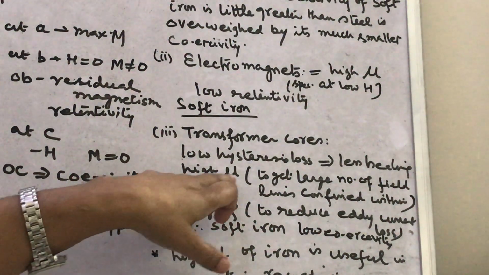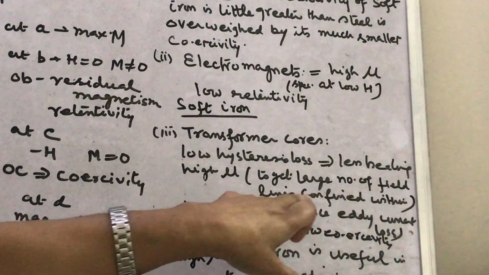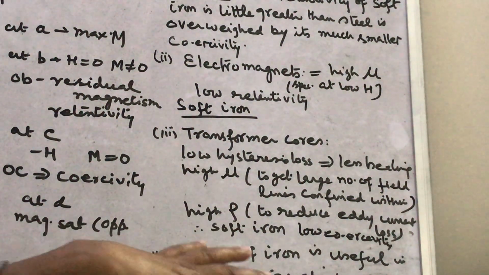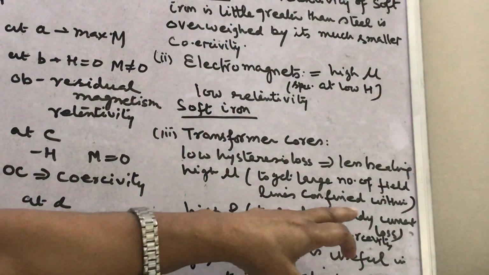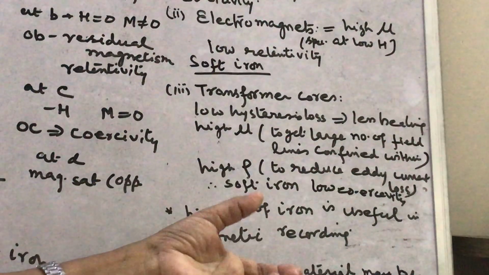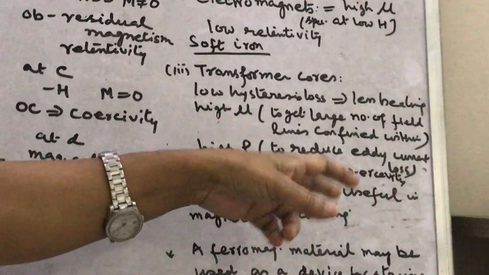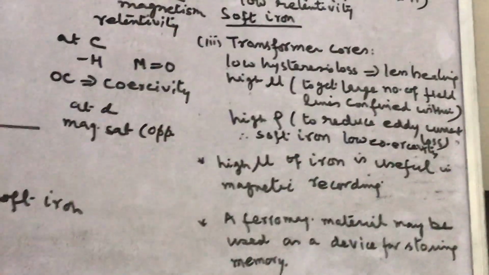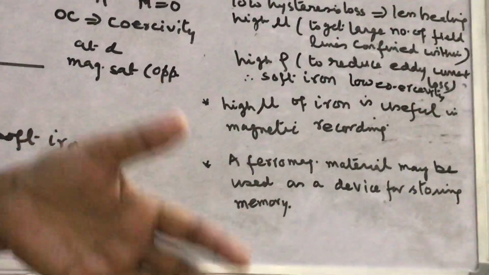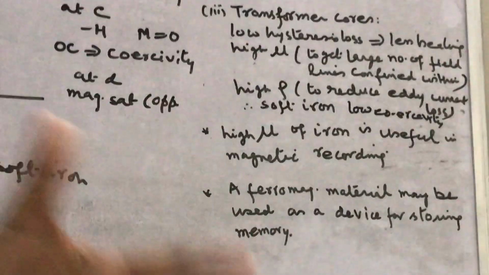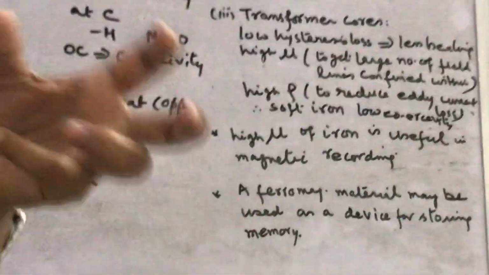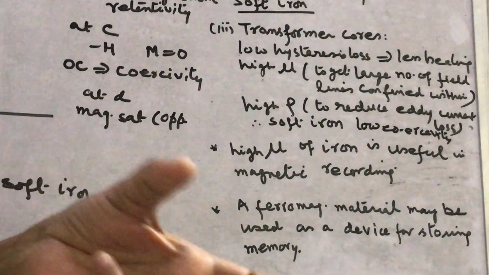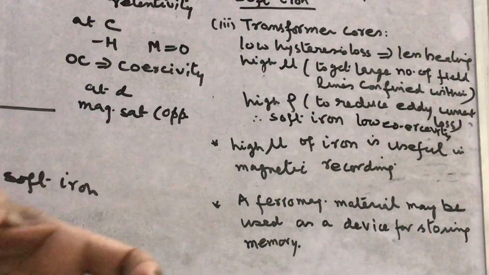And high mu, as I told earlier, confines a large number of field lines within. And high resistivity, what is the benefit of that? It reduces eddy current losses, which we will read in the next chapter. And soft iron has low coercivity, so it is easily and highly magnetized and demagnetized. These properties of soft iron are very useful for making electromagnets or temporary magnets.